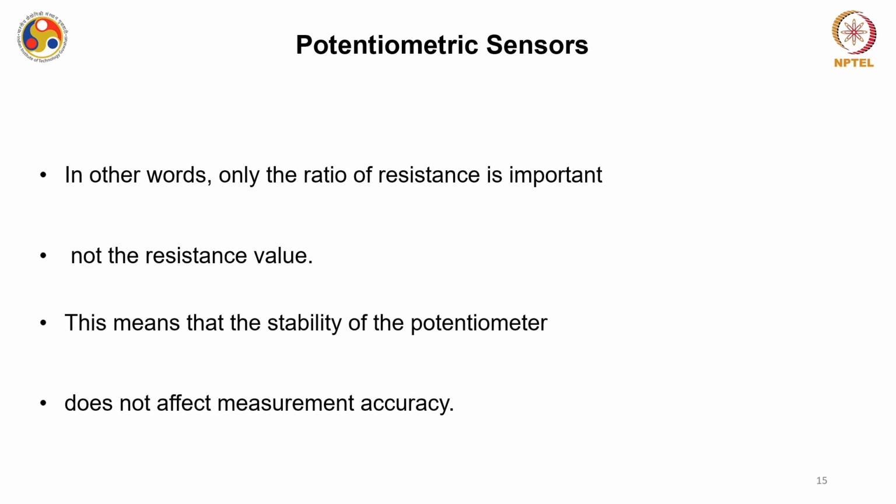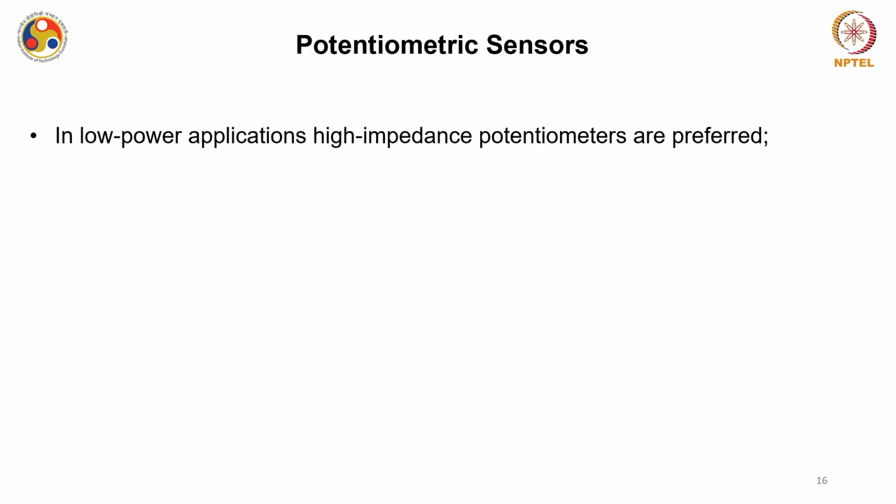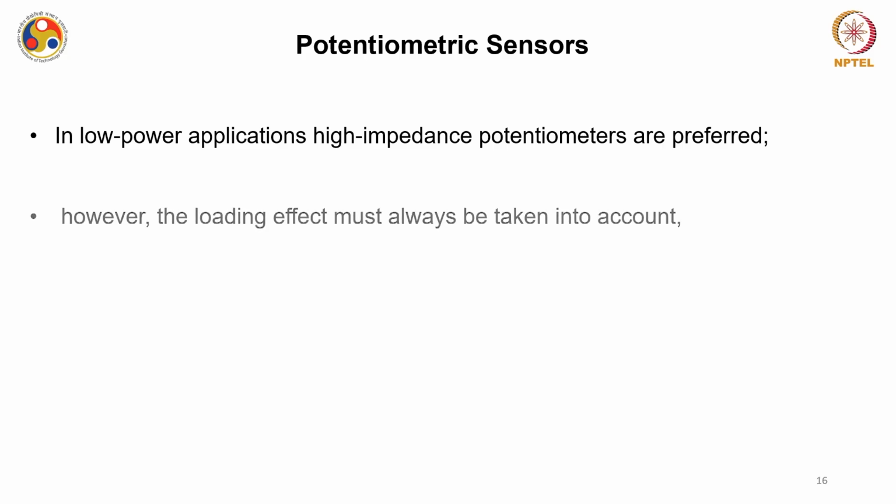stability can affect the individual resistances. It will have a similar effect in both the resistances and they will cancel out each other when we are taking the ratio. Okay. So, it will not affect the measuring accuracy if there is some instability with the system, all right, or instability with the individual resistances or with the potentiometer. Okay. So, in low power applications, high impedance potentiometers are mostly preferred.